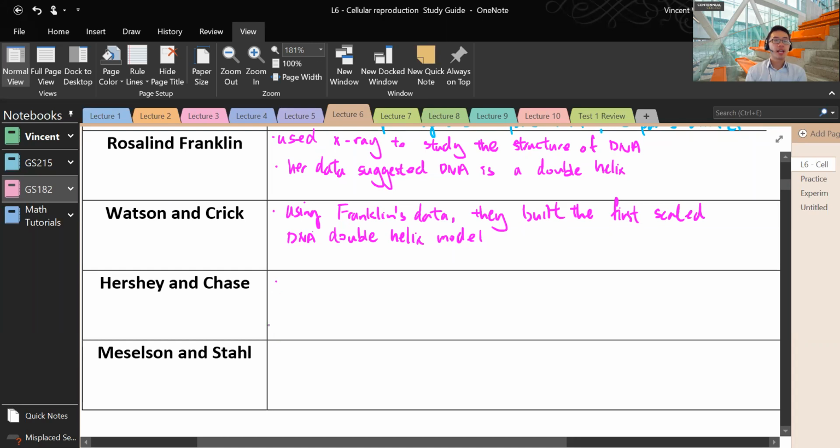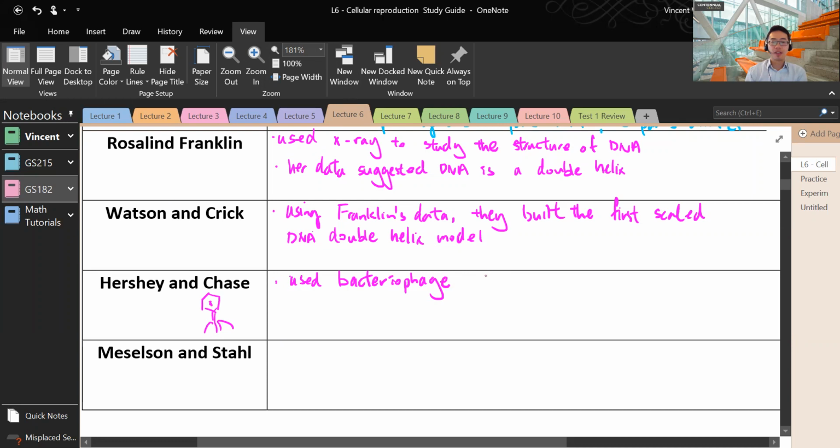All right, Hershey and Chase is next, right? So what did these 2 scientists do? Well, what they did is they used bacteriophage. And if you're not sure what that is, a virus that infects bacteria. Okay, they look like this. Okay, they look like the little sentinels from Matrix.